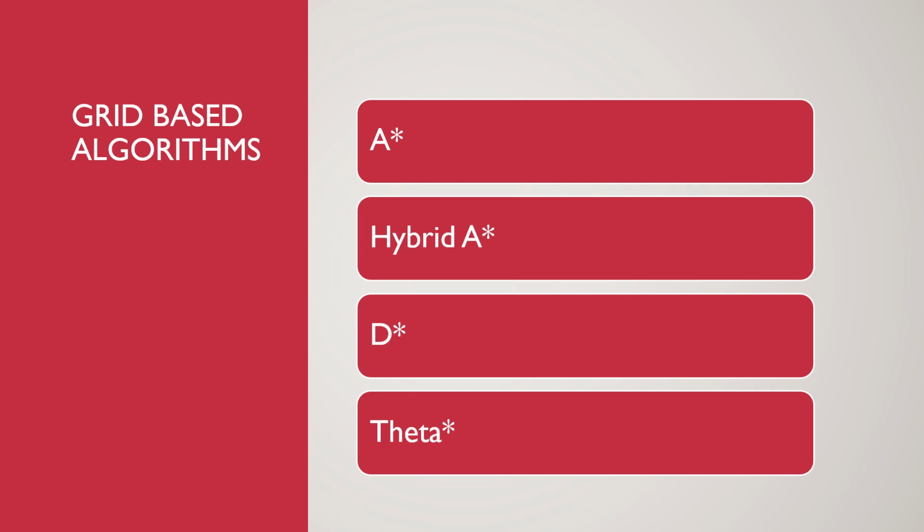There's many different famous grid-based algorithms out there. The most famous one maybe being A-star, but other ones are also hybrid A-star, D-star, and theta star.